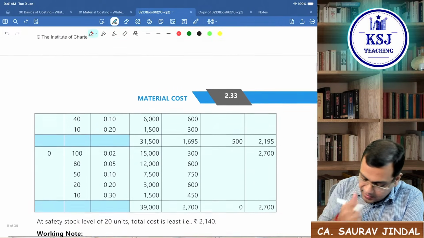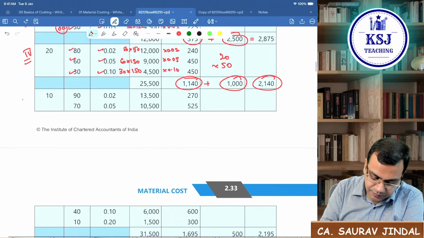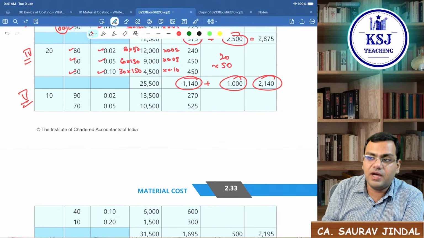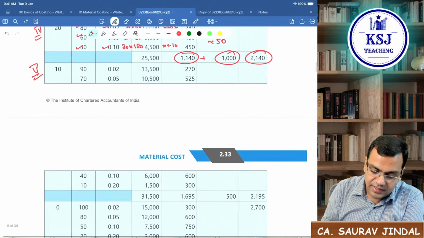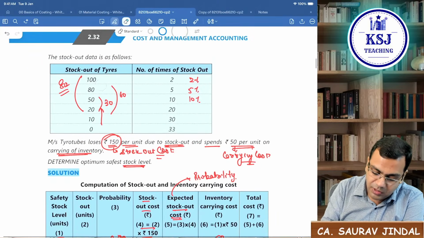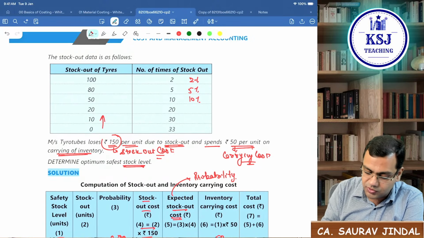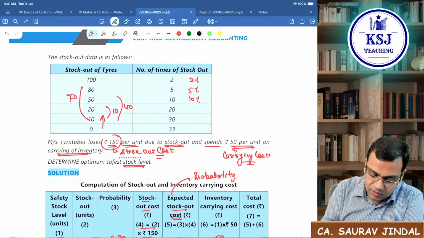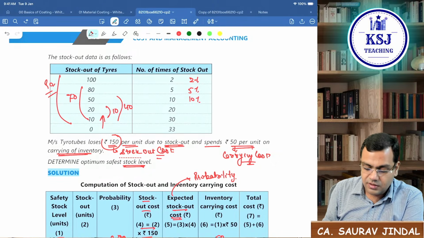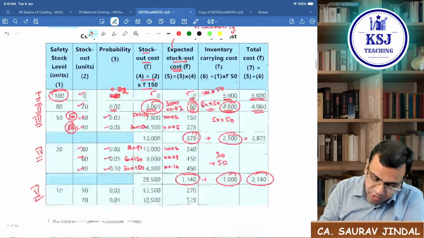Next case that we have is, if you have 10 units as safety stock, then there will be 4 scenarios. Up to a demand of 10 units, no issues. But if the demand is 20, 10 stock out here, 40 stock out here, 70 stock out, and here 90 stock out. Clear? Then you will take the probabilities.